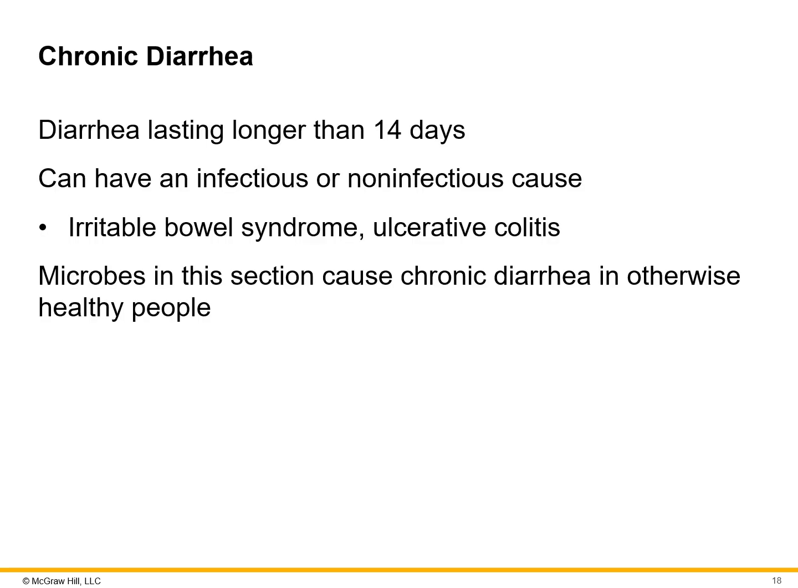Then going into our chronic diarrhea, the definition here is lasting longer than 14 days. Acute is, of course, short-term, a few days, even up to a week, but any diarrhea lasting more than 14 days is considered chronic. This can be from infectious or non-infectious causes, like irritable bowel syndrome or ulcerative colitis. So microbes here cause chronic diarrhea in otherwise healthy individuals. This is not another kind of side problem, but is due to an infection, which is what we're focusing on now.